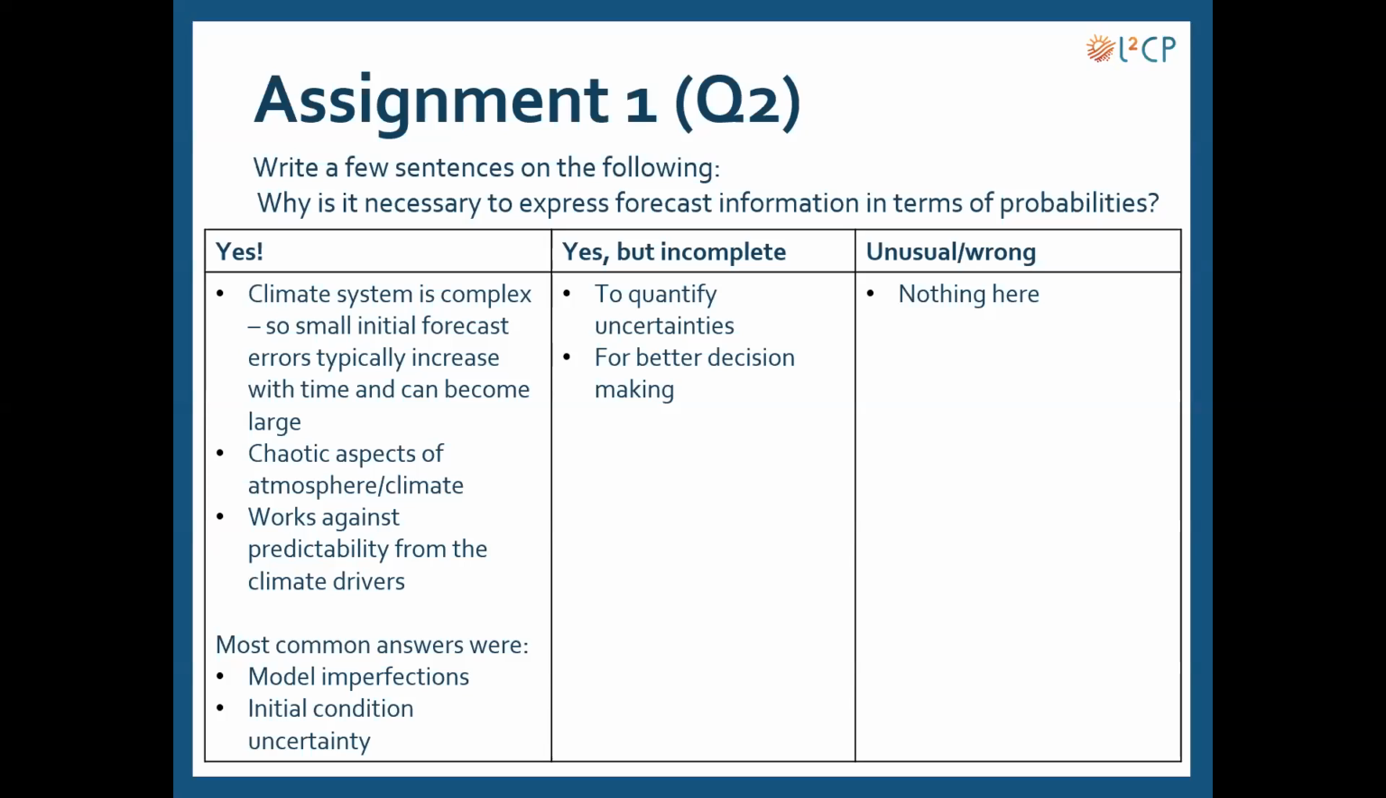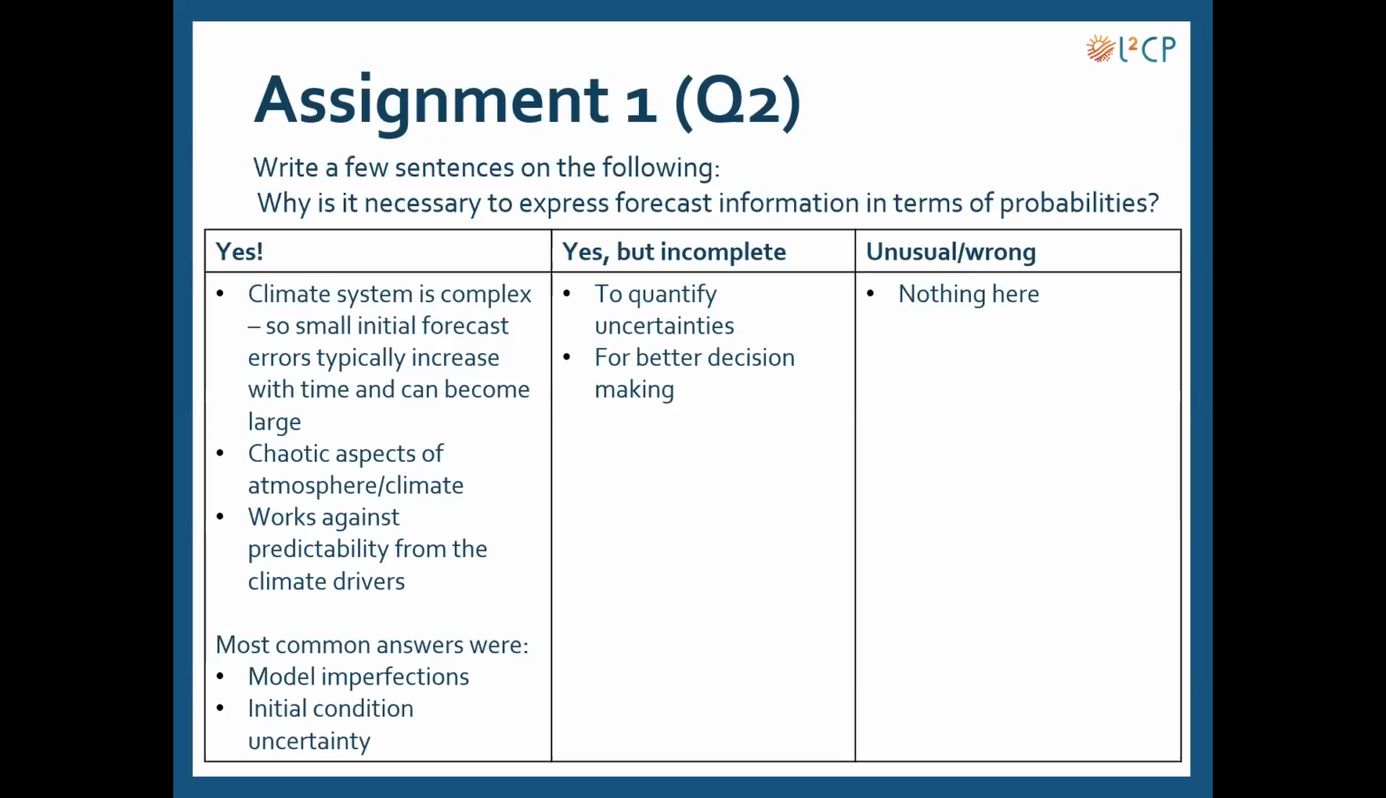Moving on to assignment 1, question 2. Why is it necessary to express forecast information in probabilistic terms? So again, I've got my 3 columns here. Absolutely yes, the climate system is complex. Thinking again about assignment 5 with the dropping piece of paper, small initial errors can create very big differences once you're halfway or all the way through your forecast. So that's absolutely fundamental, I think, to this question.